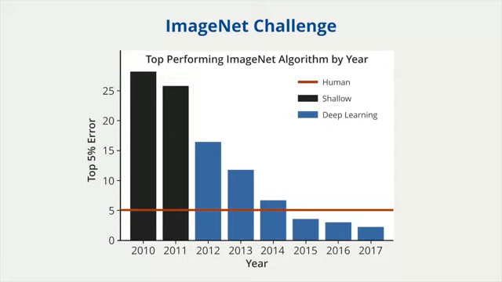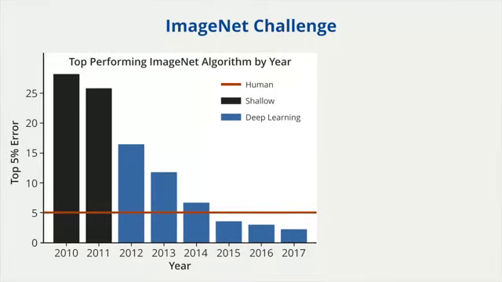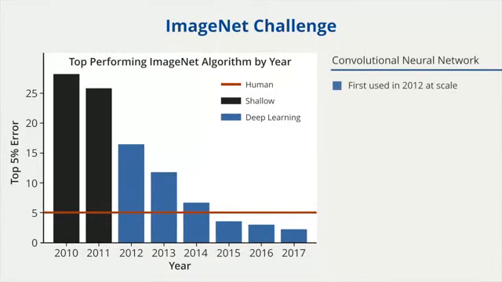What you notice is around 2012 there was a step change in performance, and that was when deep learning, in particular convolutional neural networks, were used for the first time at a scale that actually demonstrated their performance. And so you notice that we see a very significant improvement in performance around 2012. And then in the subsequent years, the performance continues to improve. The horizontal line, which is around 5% error rate, is performance of a human.